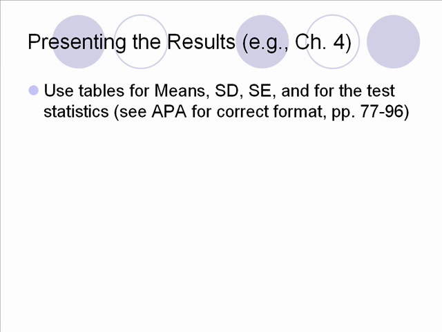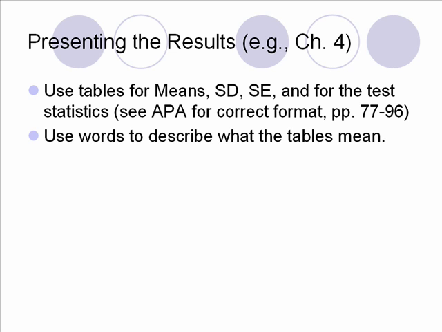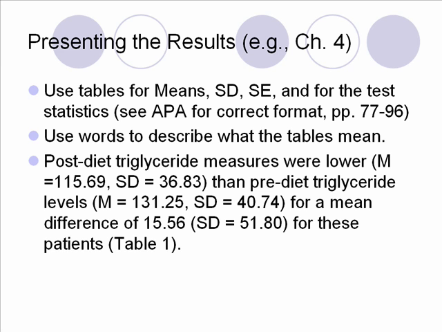What this will look like in writing: we'd use tables to show the means, the standard deviations, and standard errors for the test statistics. You can look and see this in different examples and different research studies. We want to use words to describe what all those numbers and tables mean. So here are some examples of how I'd write this up and how you are going to write things up in the spring for your chapter 4 in your research project or study.